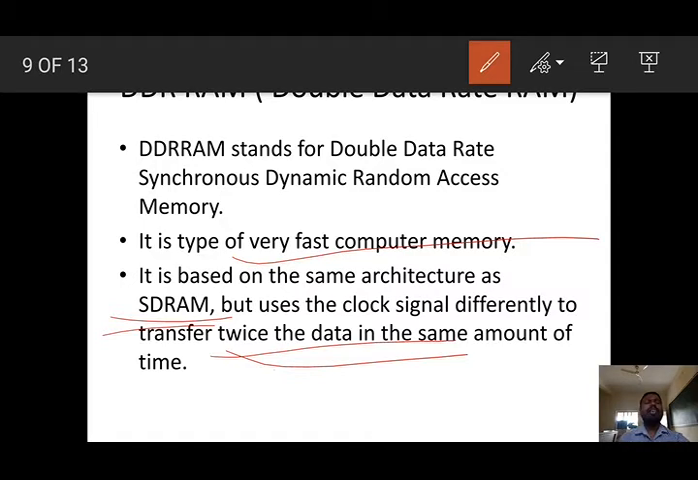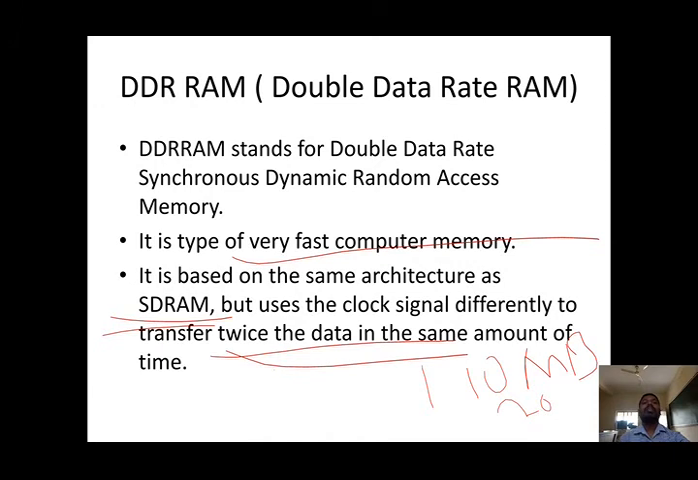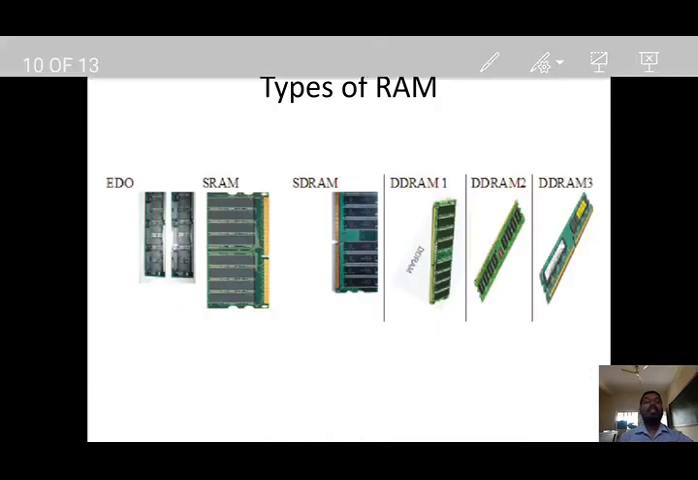Assume that in SDRAM, in 1 second we are transferring 10 MB. So it is a simple calculation, for example I am giving. In 1 second, if we can transmit 10 MB in SDRAM, we can transmit 20 MB in DDR RAM. So it is twice in the same amount of time. Understand? So these are all the different types of RAMs.